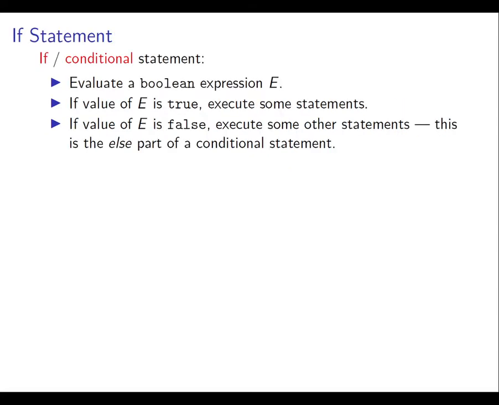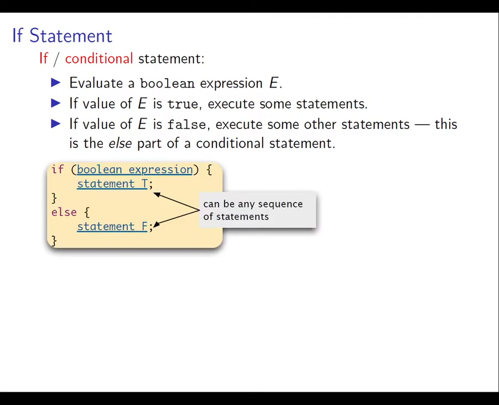So to start with an if statement, also known as a conditional statement, what do we do? We evaluate a Boolean expression e. If it's true, we execute some statements, and if it's false, we execute some other statements. And so we sometimes call the set of statements that is executed if the value of e is true the if block, the if part, and the other set of statements that's executed if e turns out to be false, we call that the else part, or the else block in Java.